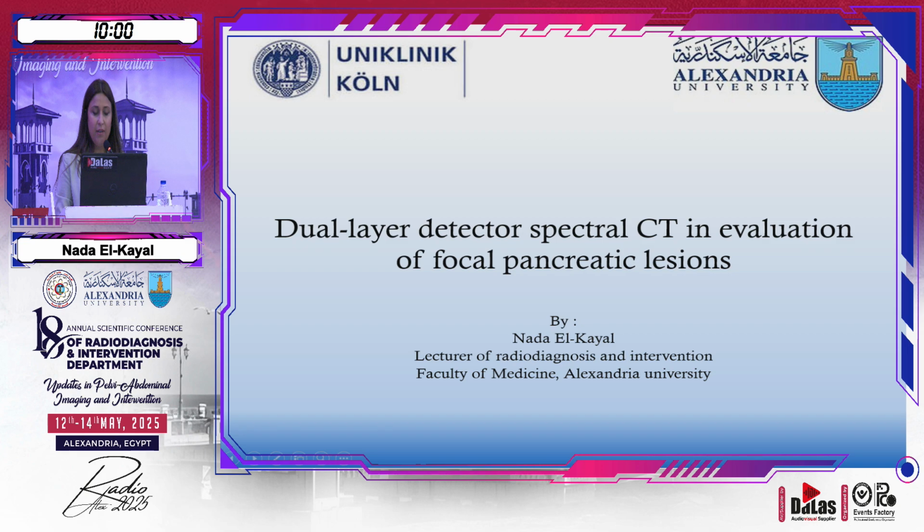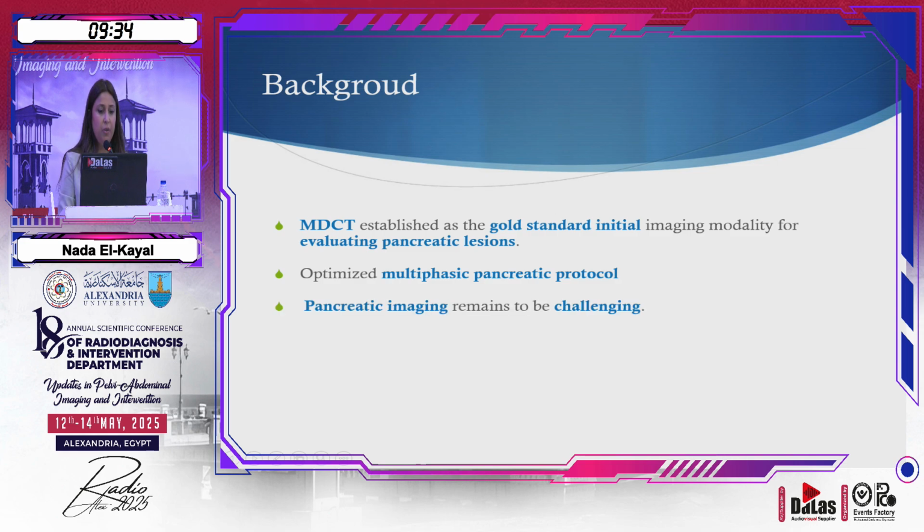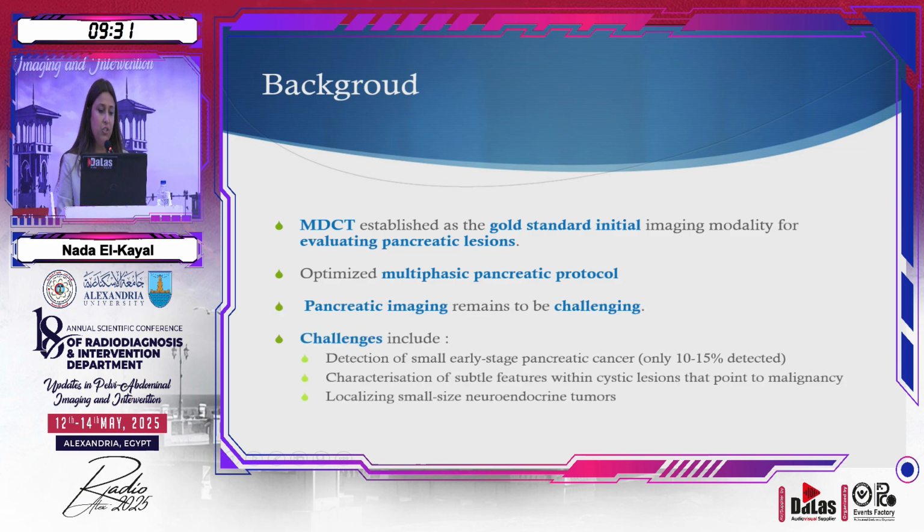Today I'm going to present a topic about the role of dual energy CT, dual layer detector spectral CT, in evaluating focal pancreatic lesions. We know that multi-detector CT is the gold standard imaging modality for evaluating pancreatic lesions. Despite the use of optimal multiphasic protocols and optimizing acquisition times, pancreatic imaging still remains challenging. These challenges are related to the detection of small early stage pancreatic cancer, characterizing subtle features within cystic lesions that indicate malignancy, or localizing small-sized neuroendocrine tumors.